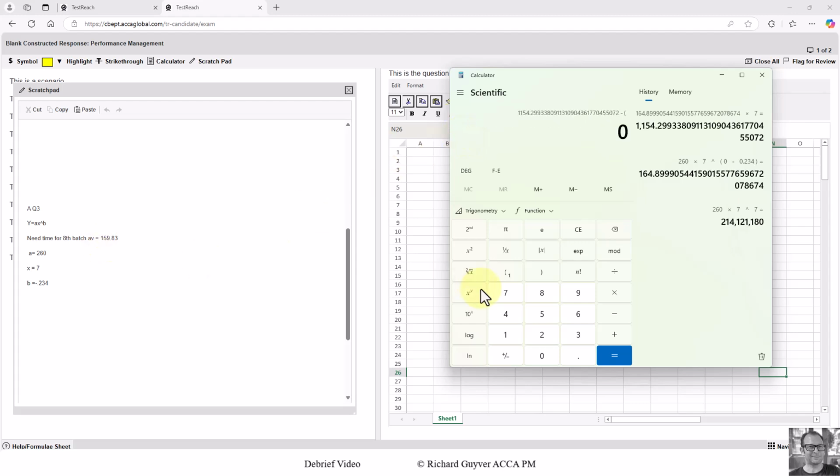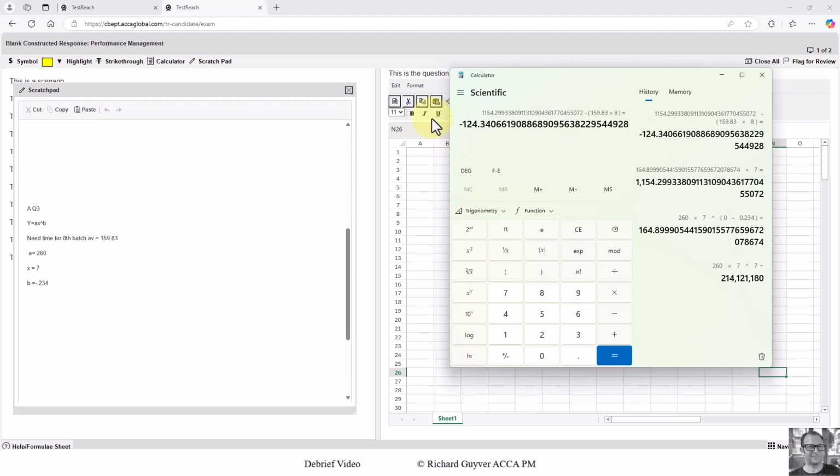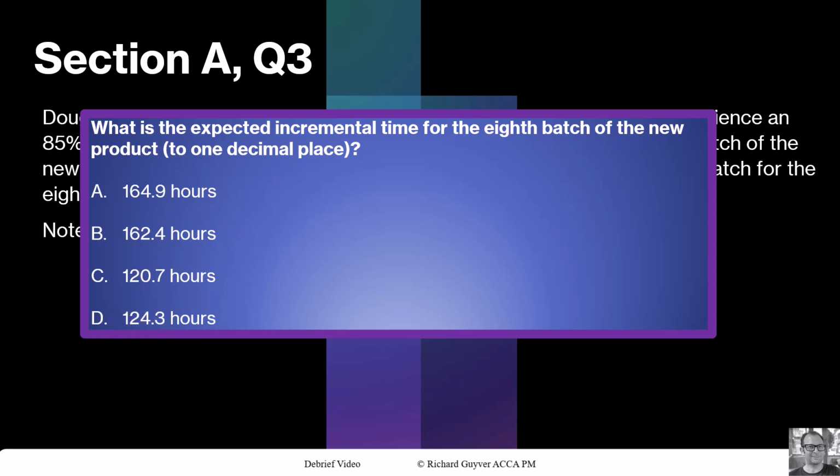I know it's 159.83 for the cumulative. So if I multiply that by 8, then I've got the time for the 8th. And so the difference is 124.34. I'm not worried about the negative because I subtracted the total time for 8 away from the total time from 7. And here, answer D, 124.3.